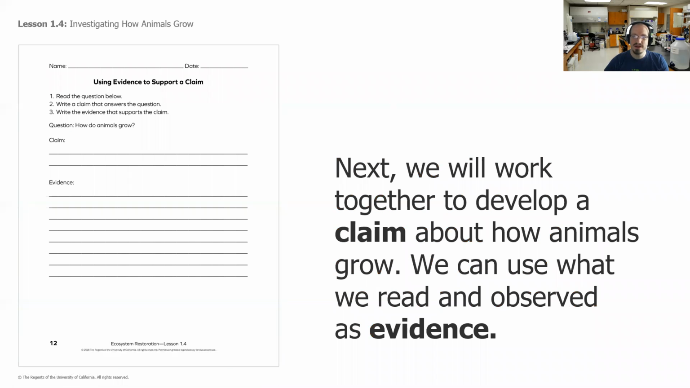So now we're going to work together to develop a claim about how animals grow, and we can use what we read and observed as evidence for our claim. So remember, we gathered information on how animals grow and we read Matter Makes It All Up. And we also discussed this idea as we watched the otter video. So we're going to go back to Matter Makes It All Up to look for more evidence.